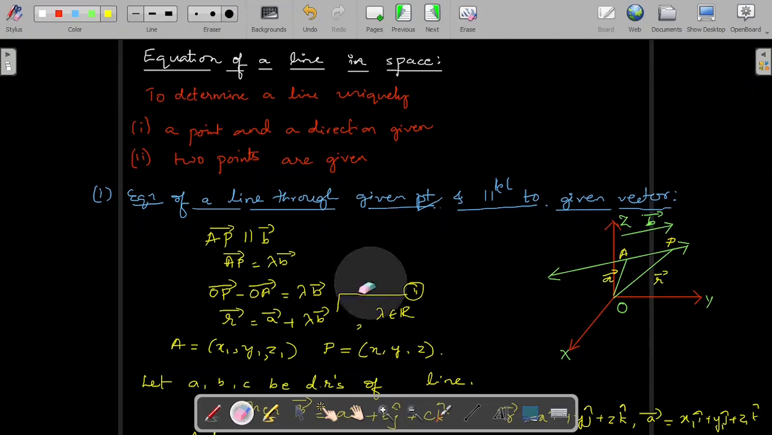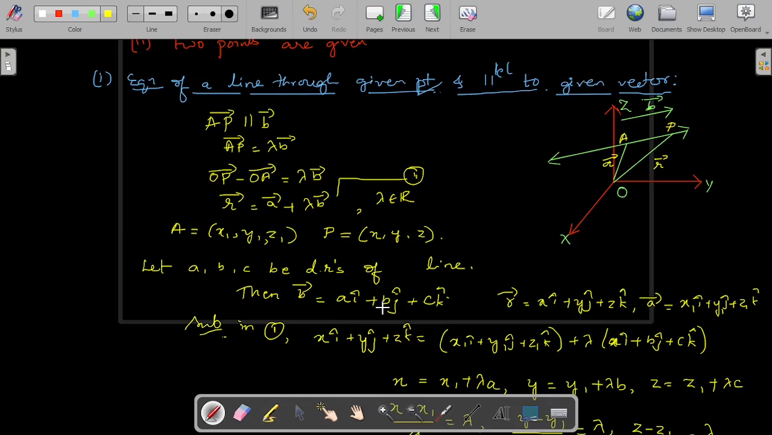Now the first case: the equation of a line through a given point and parallel to a given vector. Parallel to a given vector means the direction is given and a point is given. So consider a line in space. This is a line in space which passes through the point A and is in the direction of vector b. So I have to indicate the direction like this.